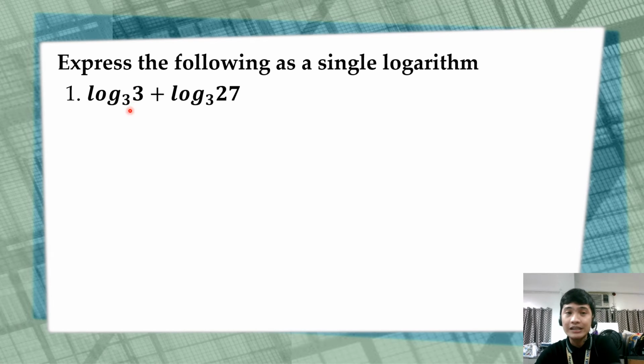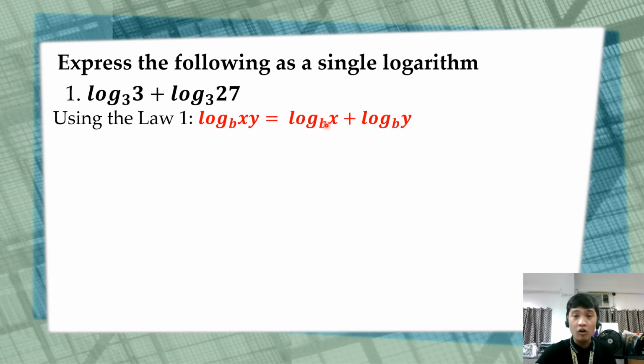So the first example is logarithm of 3 base 3 plus logarithm of 27 base 3. Now the operation involved in these two logarithms is addition. The mere fact that we are adding two logarithms is actually a result of multiplying two numbers or expressions in a logarithm. So in this case, we are going to use the first law of logarithm, which is the product law. Logarithm of xy base b is equal to logarithm of x base b plus logarithm of y base b.